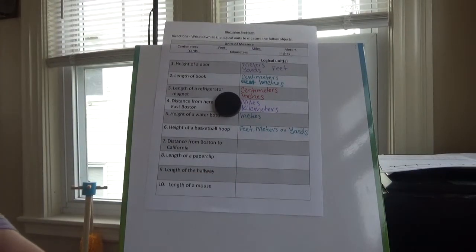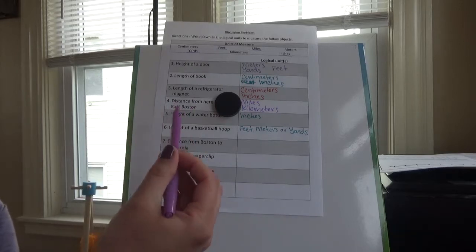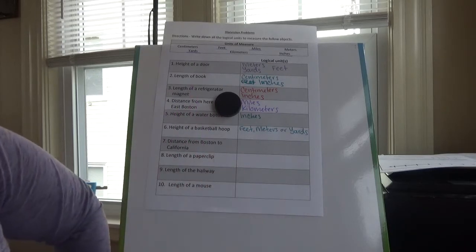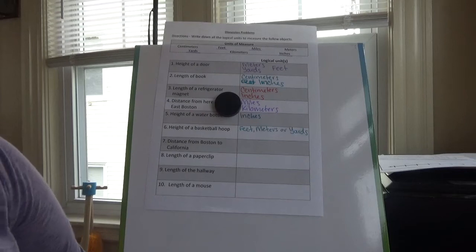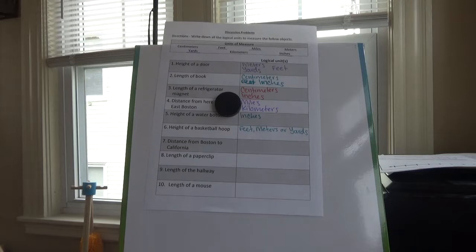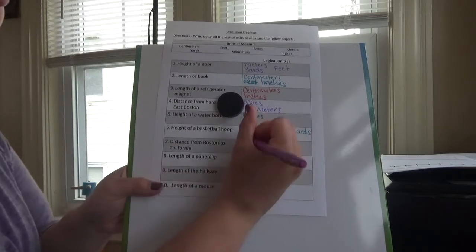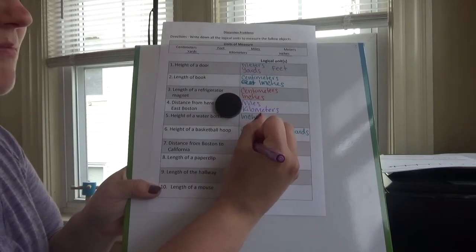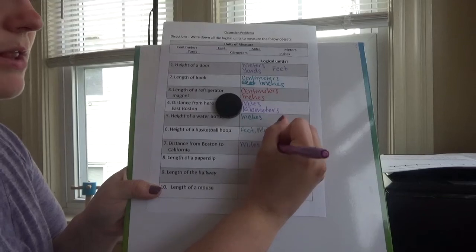So distance from Brook to California. Well, in order for me to go from Boston to California, I would probably have to travel on an airplane. I could drive my car, although it would take me a long time, or I could even jump on a train or a bus. Because it's such a long distance and I'm going from one place to another, I would definitely measure this in terms of miles or kilometers.